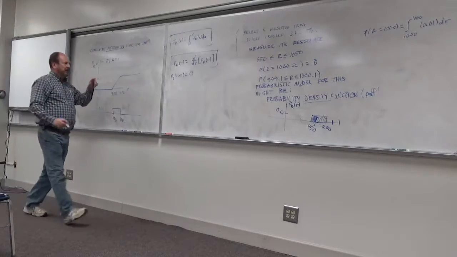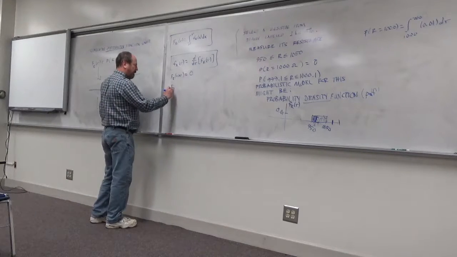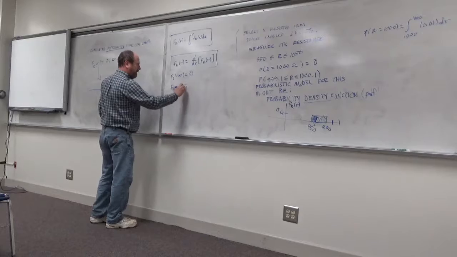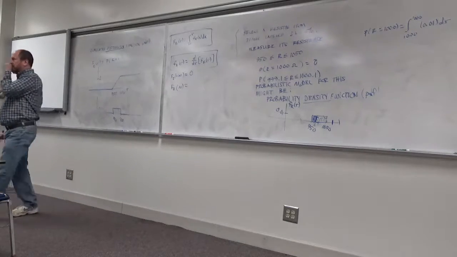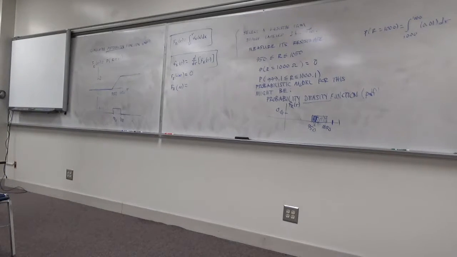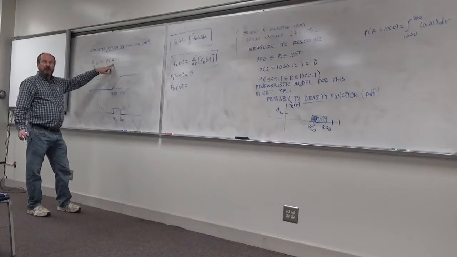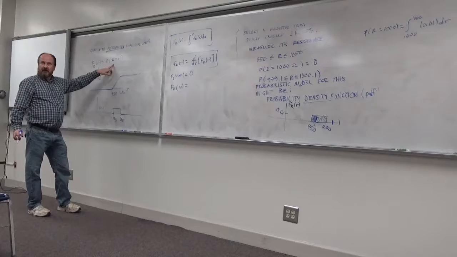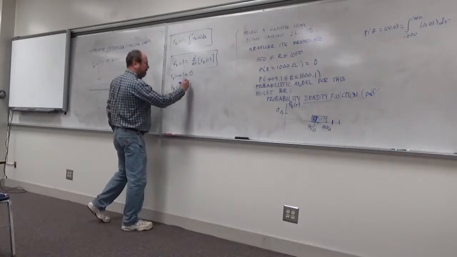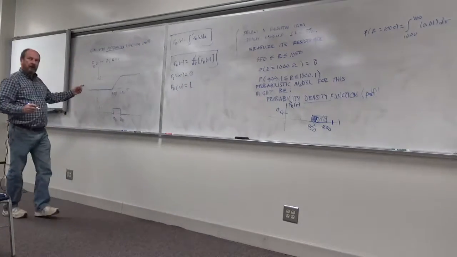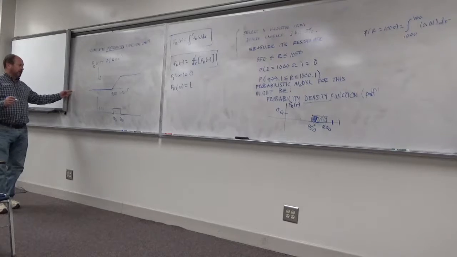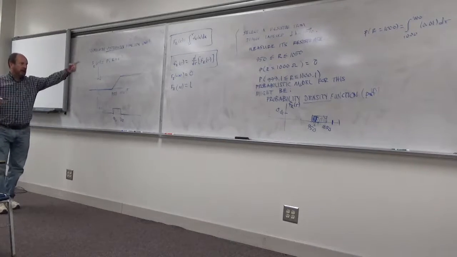What about positive infinity? F sub R of infinity. Do we know what that is? 1. Always? That means the probability that R is less than or equal to infinity. Yeah. Okay, so that's 1. Do these agree here? We say it starts off at 0, ends at 1.